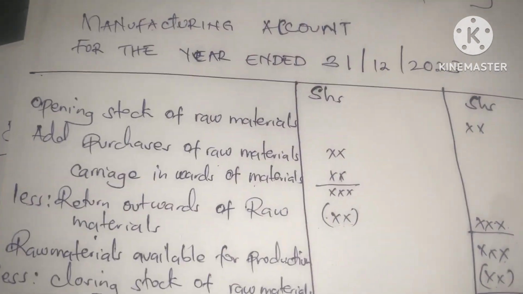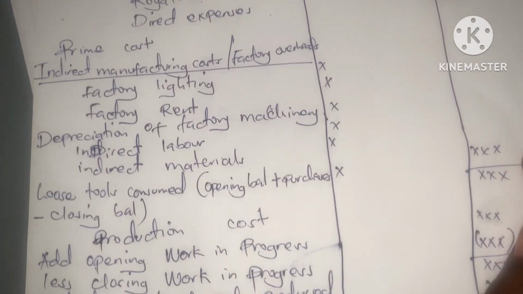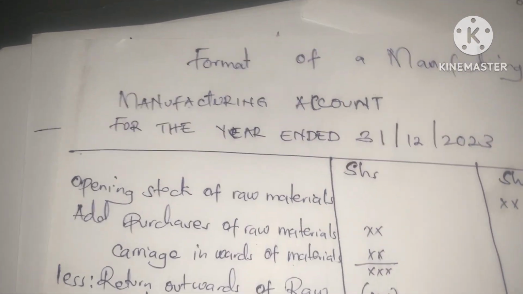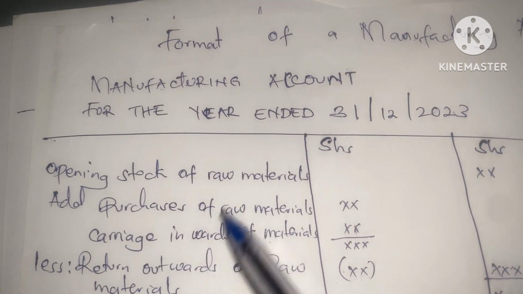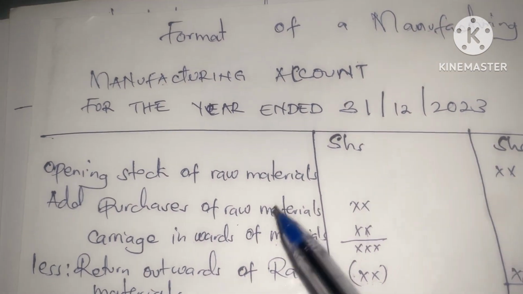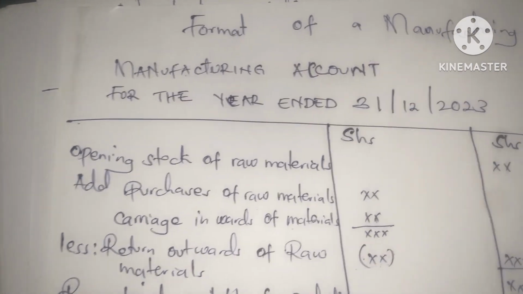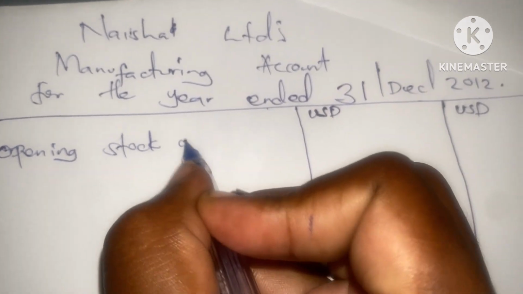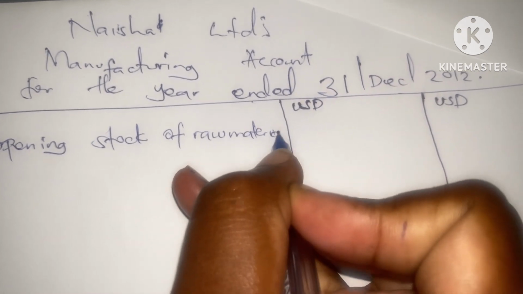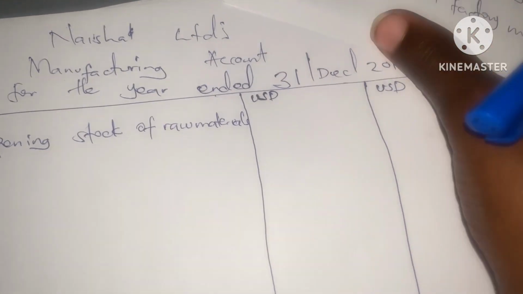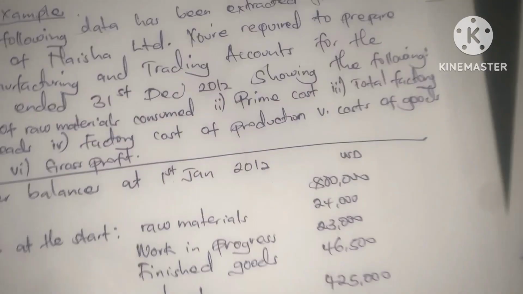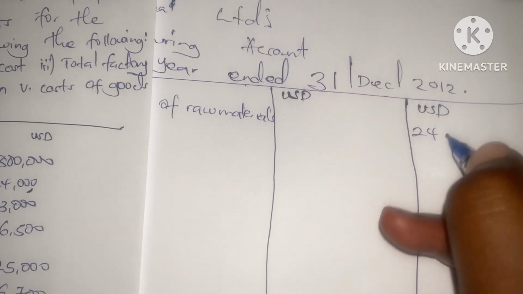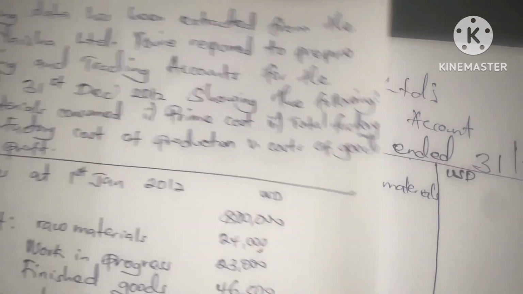So this is the formatting of the manufacturing account that we had. This is the format that we are going to follow when we are doing our question. So we start with opening stock of raw materials, add purchases, carriage inwards in case they are there. Opening stock of raw materials according to the question: we have stock at the start, which is raw materials 24,000. So it's what we put here, 24,000.